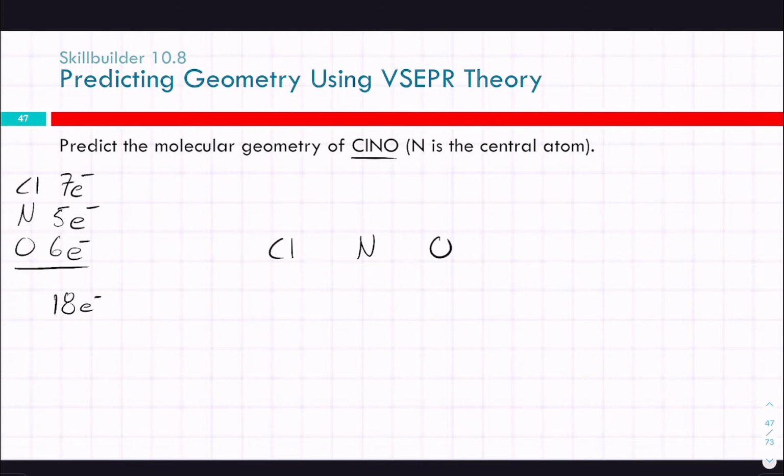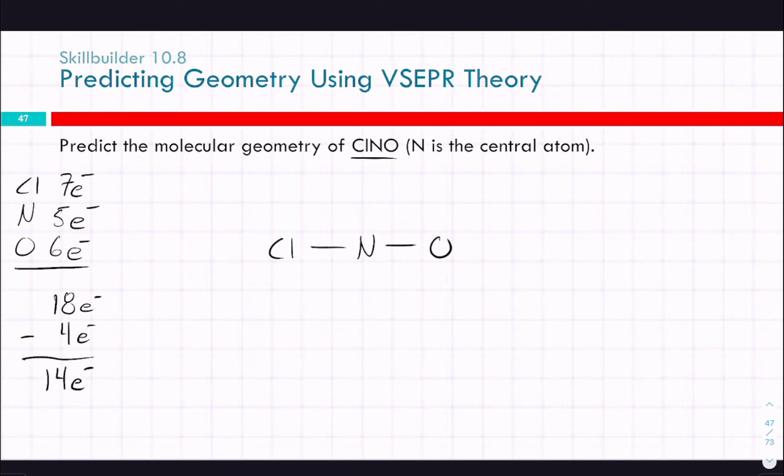So then our next step is to place our minimum number of bonds. So one bond between chlorine and nitrogen, and then another between nitrogen and oxygen. And so that's taking up 4 of our total valence electrons. So we'll subtract those from our total valence pool to give us 14 electrons left over.